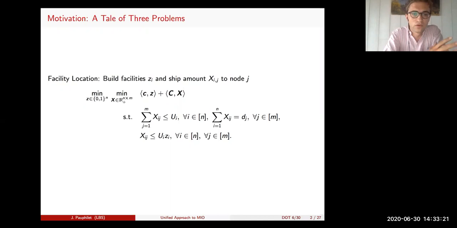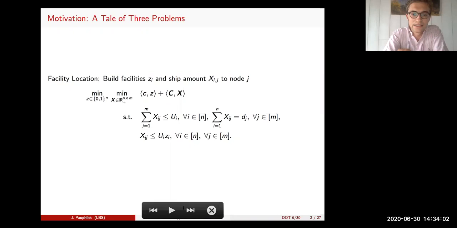Typically, for all facilities i, the amount you produce cannot exceed capacity, right? So the sum of the xij's has to be at most ui. And also for all nodes, you want to satisfy demand. So the amount you ship to node j has to be equal to the demand at that node. And because we don't want to ship or produce any amount from a facility that was not constructed, we have what we call big M constraints that say that xij has to be less than ui times zi. That enforces xij to be zero whenever zi is zero.